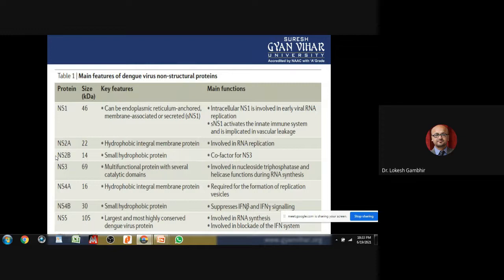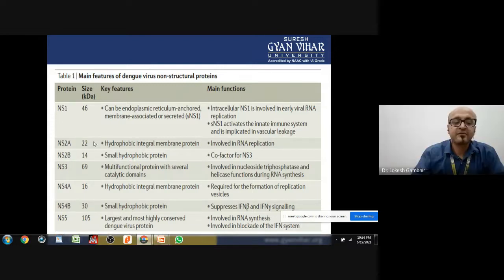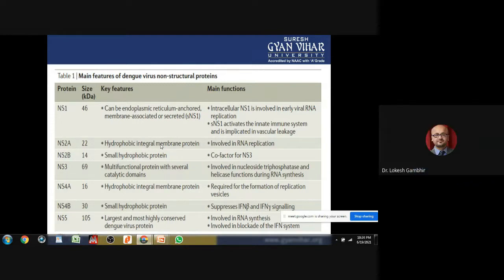NS2A is also involved in replication, whereas NS2B, which is a very small hydrophobic protein of 14 kilodalton size, is actually acting as a cofactor for polymerase. So these are the listed functions which have been given in the lecture, and one should have a very clear understanding of why these non-structural proteins are used. These are the proteins which are mediating the replication of this virus inside the cell.